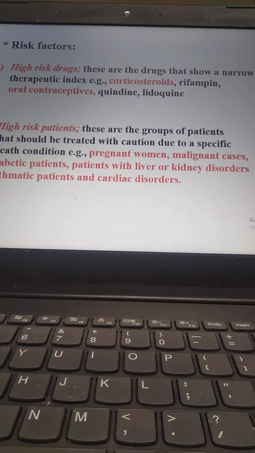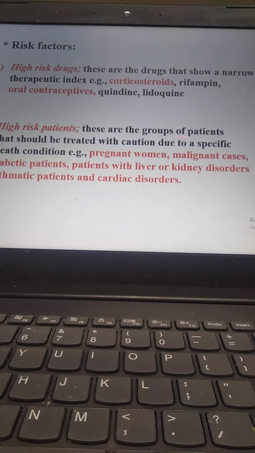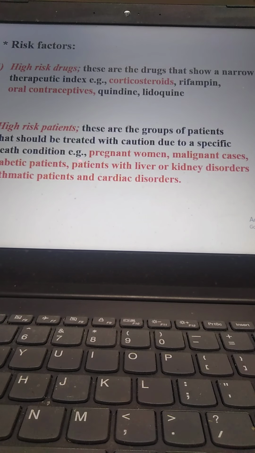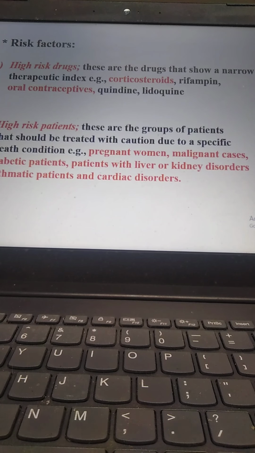So risk factors. High risk drugs are the drugs that show a narrow therapeutic index, that is corticosteroids, rifampicin, oral contraceptives, quinidine, lidocaine. So these are the high risk drugs. High risk patients are also there. These are the groups of patients that should be treated with caution due to specific health conditions, that is pregnant women, malignant cases, diabetic patients, patients with liver or kidney disorders, asthmatic patients and cardiac disorder patients.